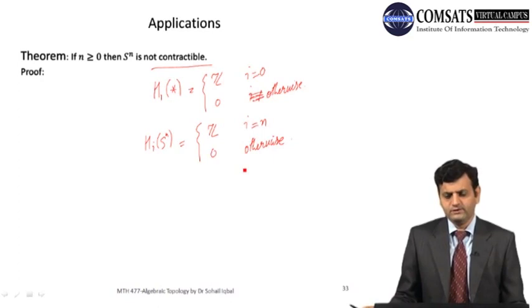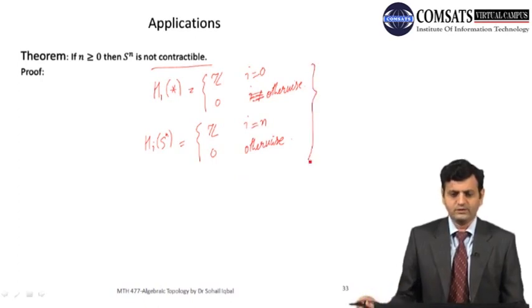Once again, if we want to prove this result using tools of topology other than homology, it is very complicated. But we have seen that we can show this just by writing down the homologies of a point and the n sphere, and the result is proved.